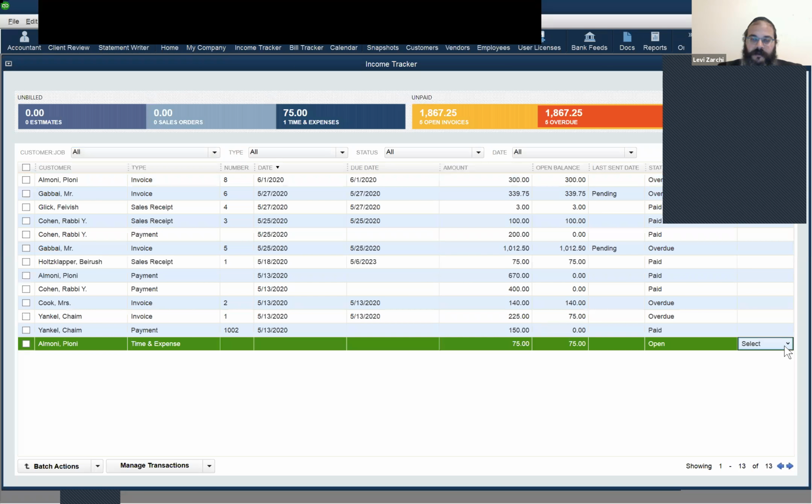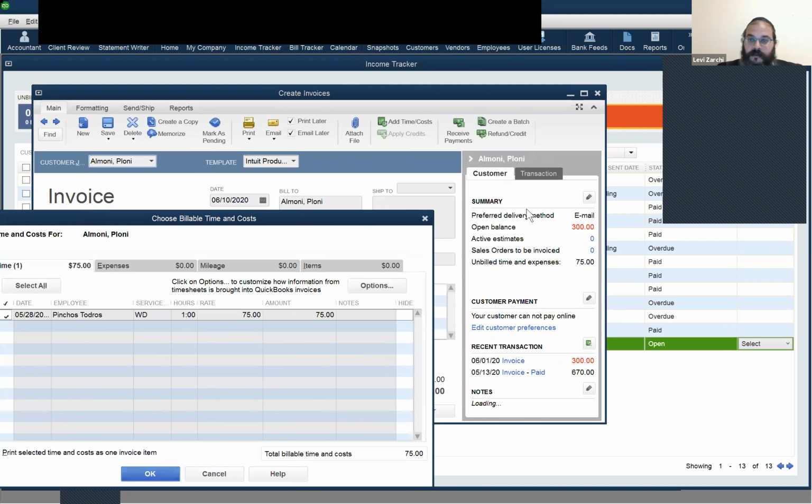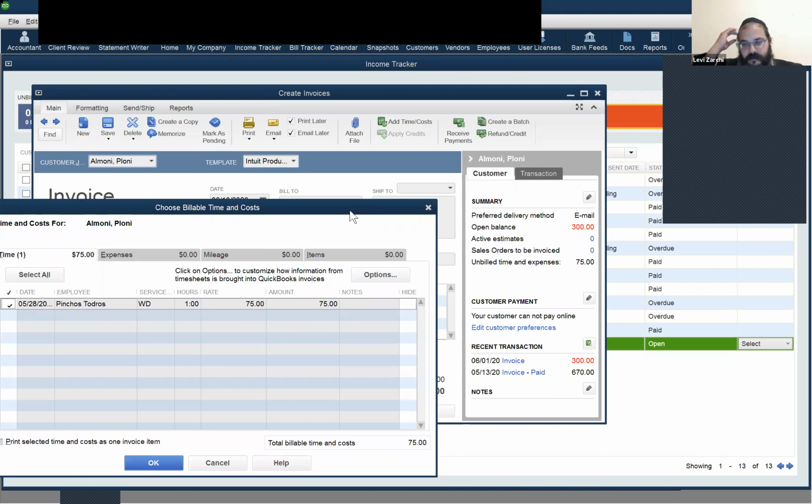For those who want to follow along, you select it and choose billable, and it's going to come up with one more $75 unit, and we create an invoice. And you see right now it shows you on the underlying screen that there was an open balance of 300, an unbilled time expense of 75. And there's a previous time that he paid $670 for whatever that was, 5 hours of probably housekeeping or something like that. The details really don't make a difference at this point. And I press OK. And we're going to save and close.